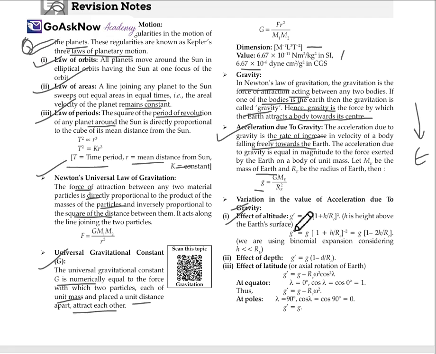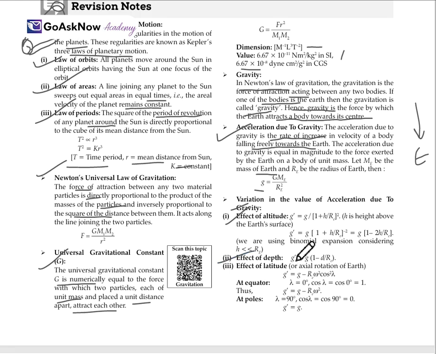Firstly, effects of altitude: g' will be equal to g(1 + h/R_e)^-2, where h is the height above the surface. Also, g' will be equal to g(1 + h/R_e)^-2, which is approximately g(1 - 2h/R_e). We are using the binomial expansion, considering here h is much less than R_e. So this is the equation for the effect of altitude.